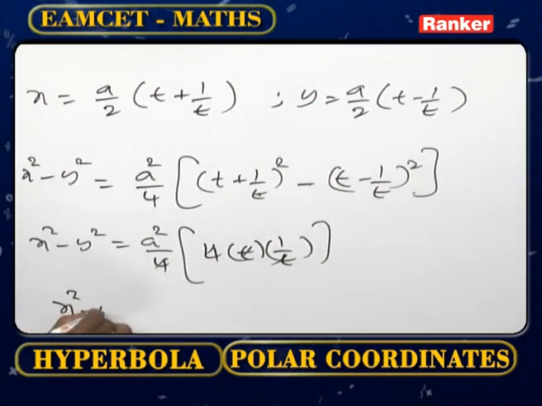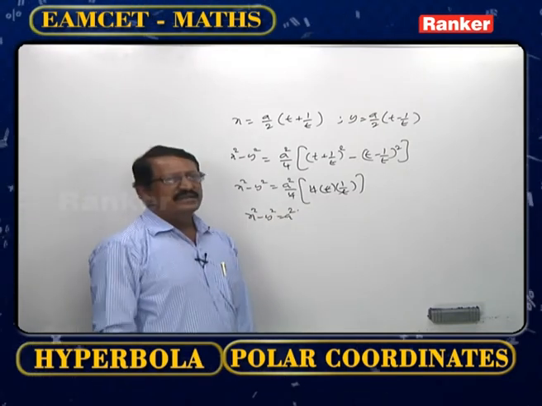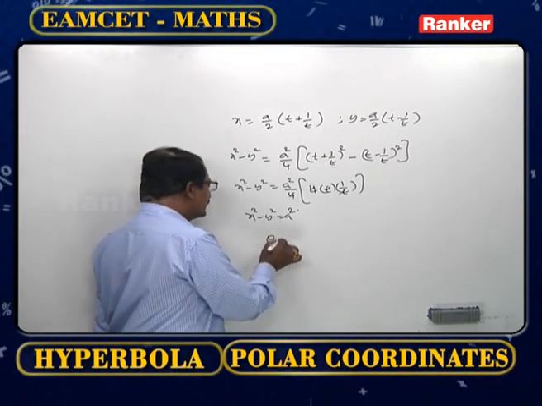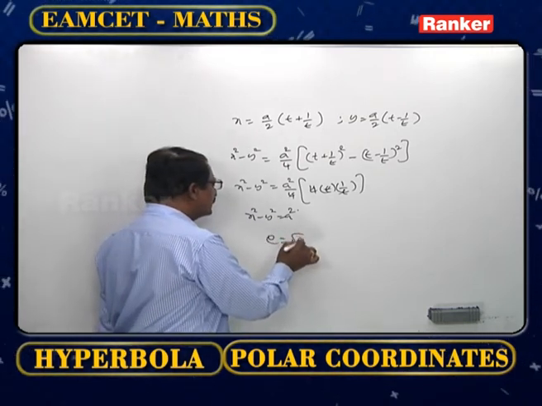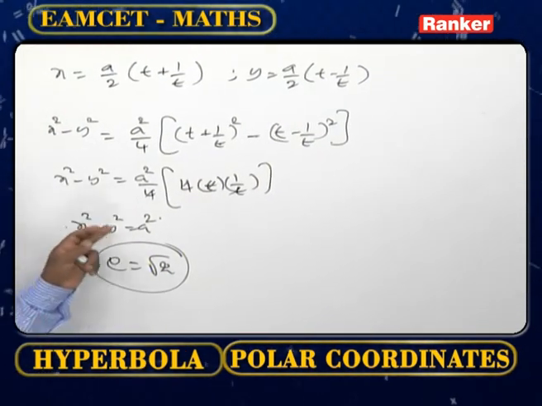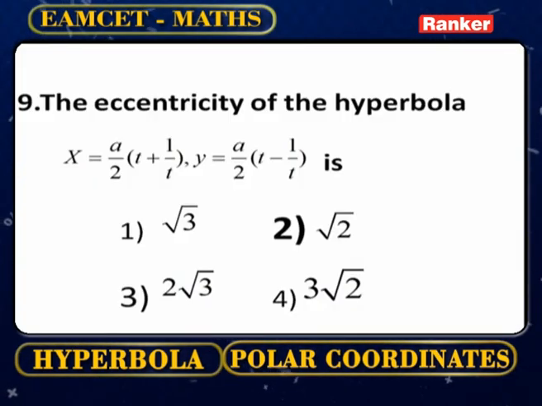Now x square minus y square equals a square. Then it is a rectangular hyperbola. Then eccentricity of the rectangular hyperbola always equals root 2, because the sum of coefficients of x square and y square equals 0. Then eccentricity equals root 2. Second option is correct.